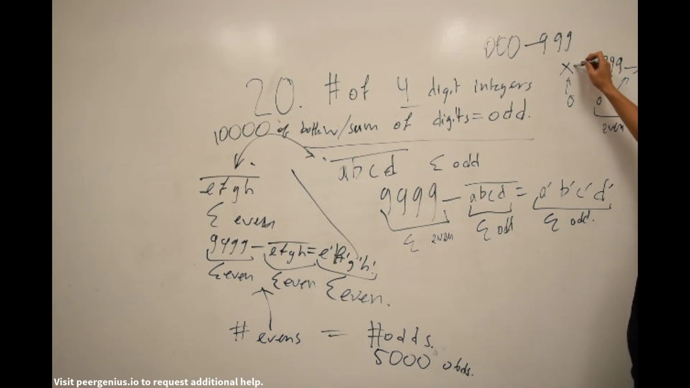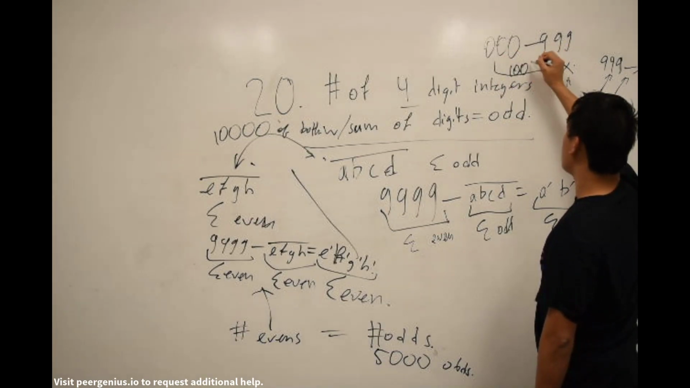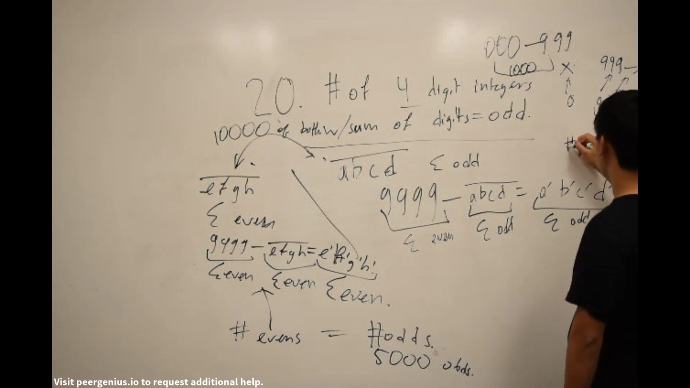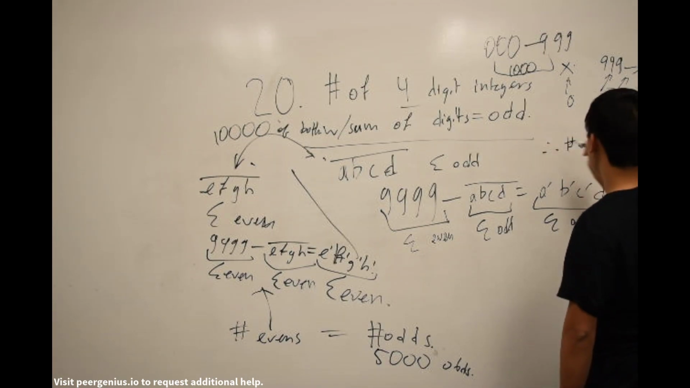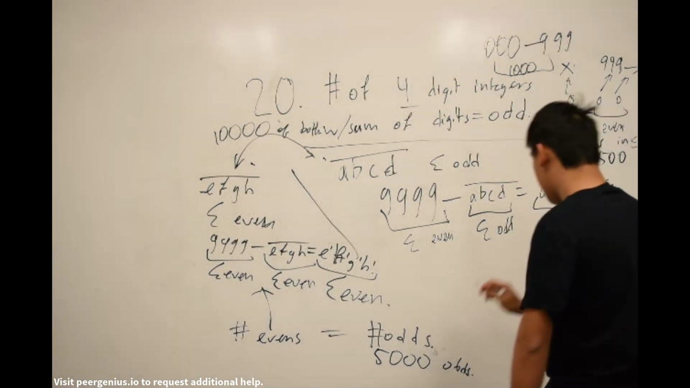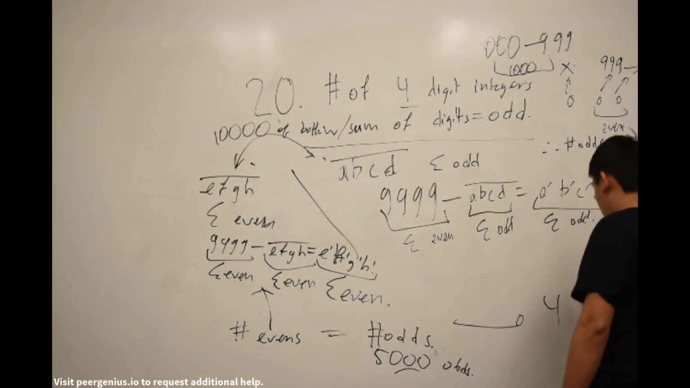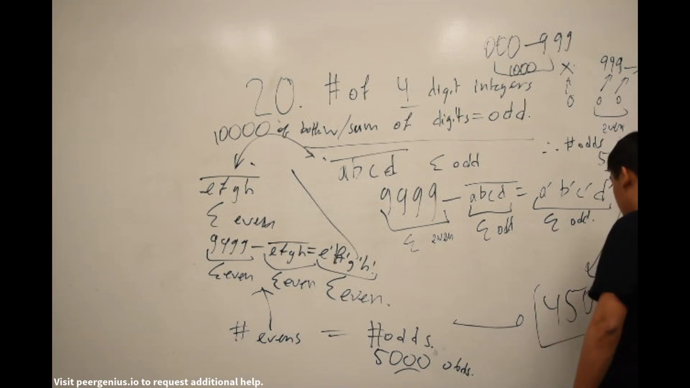And again, if x has the sum of digits even, then its pair number, 999 minus x, will have sum of digits odd. Therefore, if the total amount is 1,000, we can conclude that the number of odds in here is 1,000 over 2, or 500. Subtracting this and subtracting this, we get 4,500 as our final answer.